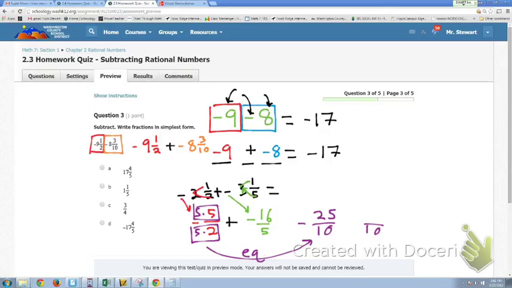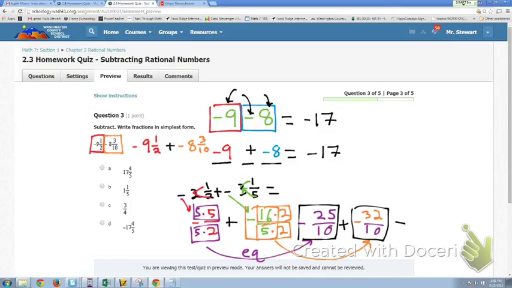And then looking at the next one here, what did I have to do to 5 to get to 10? I have to multiply by 2, which means I have to do the same thing to the numerator. Whatever I do to the denominator, I have to do to the numerator in order to keep it equivalent. Now, 16 times 2, that's going to be 32. Again, this is my made-up one. Don't forget, it's still a negative. And don't forget, we are still just adding them together. Now, I've got negative 25 tenths and a negative 32 tenths.